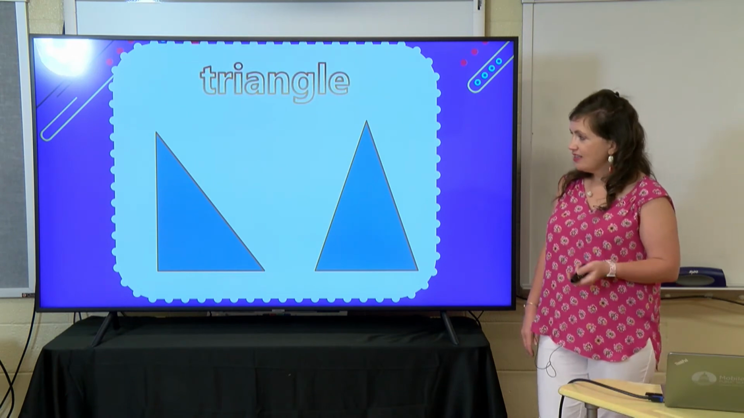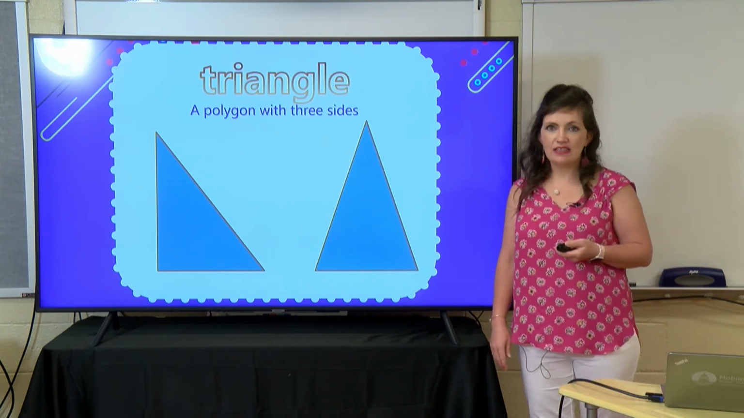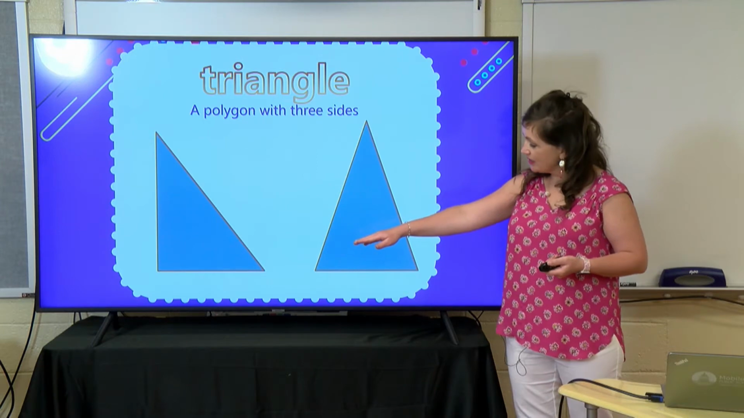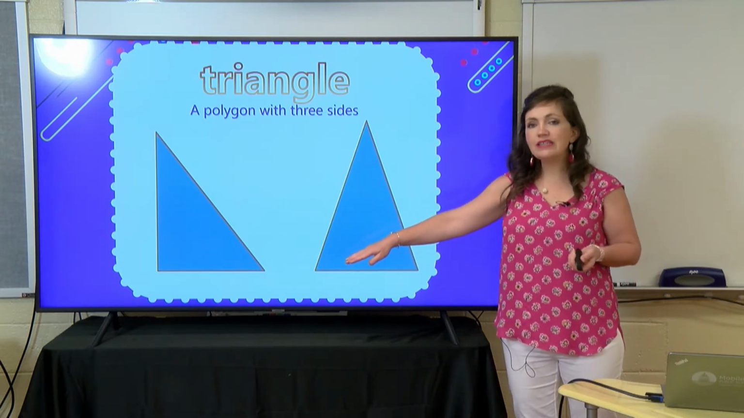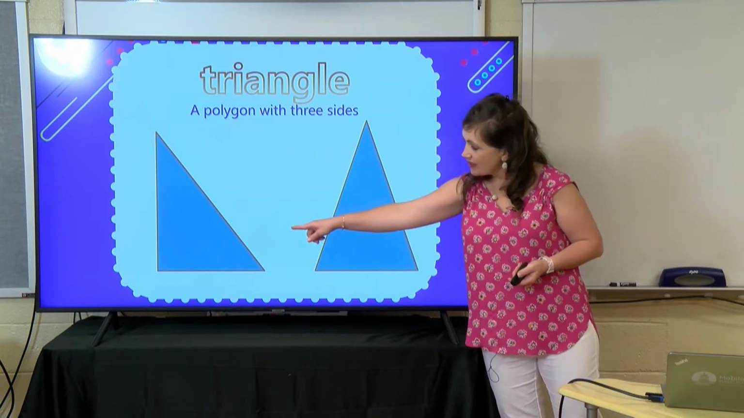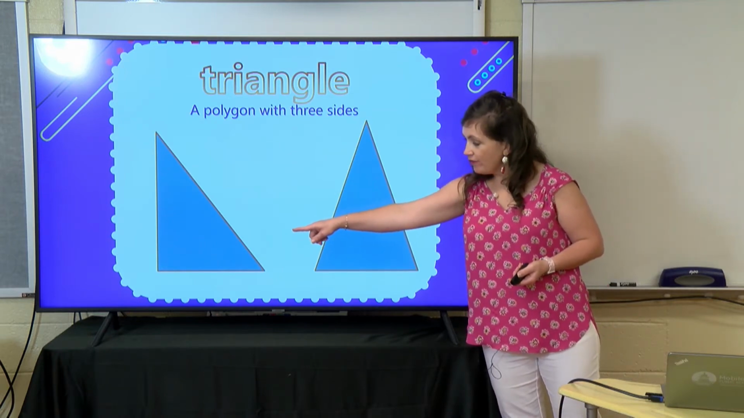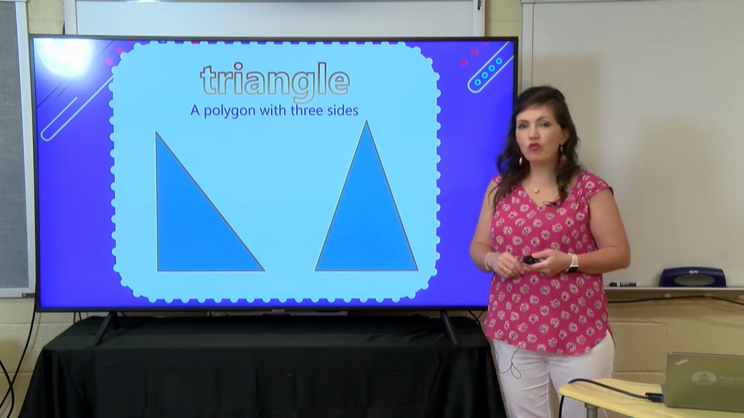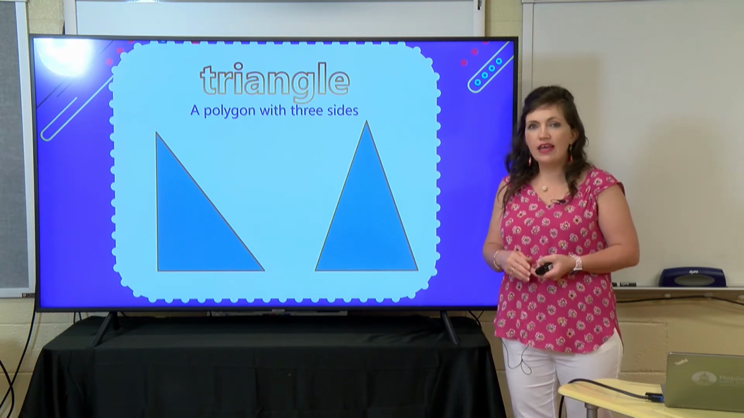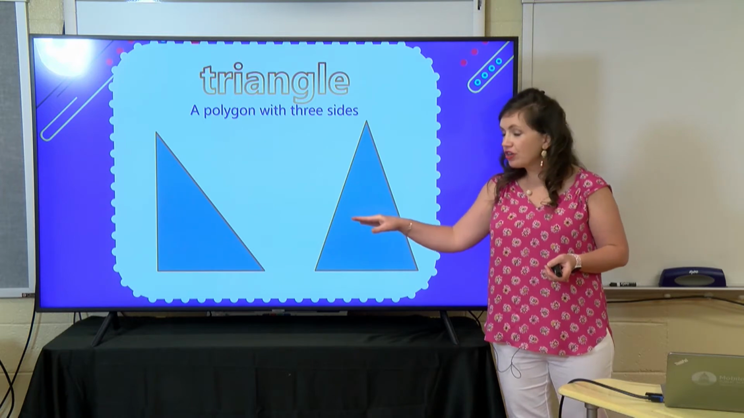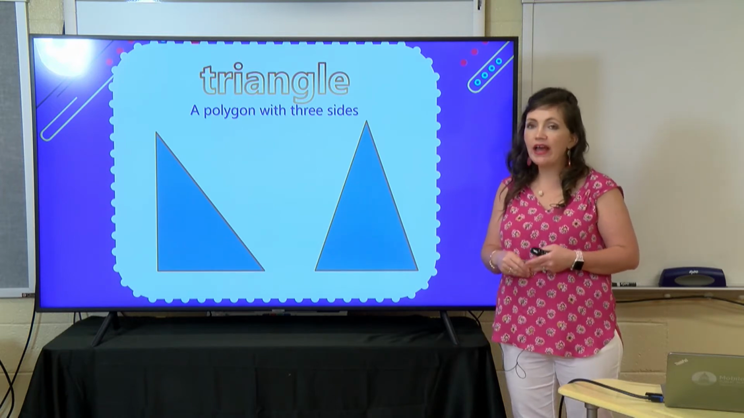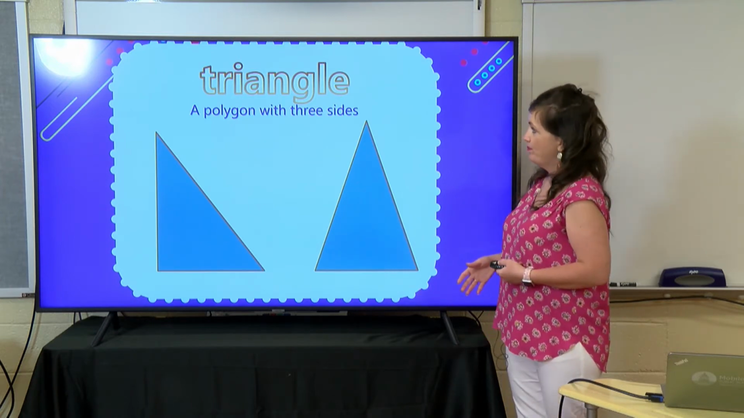All right, now let's talk about some different kinds of polygons. We know that these are triangles. It's a polygon with 3 sides. If you look at this first triangle, if you look at the corner, that forms a perfect square. It forms a right angle. It's exactly 90 degrees. So we're going to call that type of triangle a right triangle.